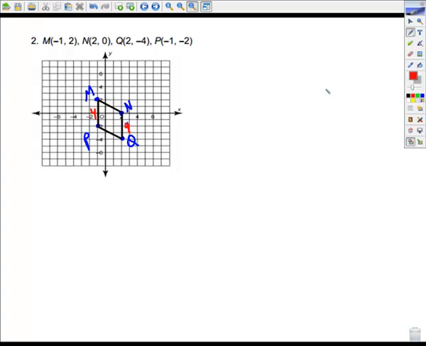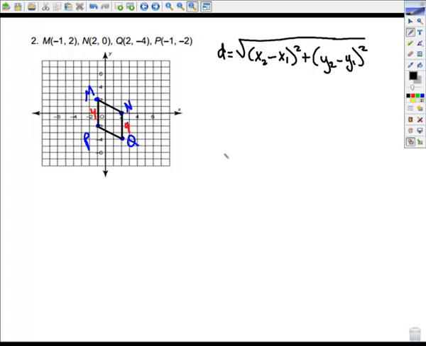Good thing we learned that distance formula earlier in the chapter. Actually, it was the last chapter we learned it in, chapter 3. So I'll recall this for you. The distance formula: we subtract the x's, square them, and we subtract the y's, square that, add it up, and take the square root.